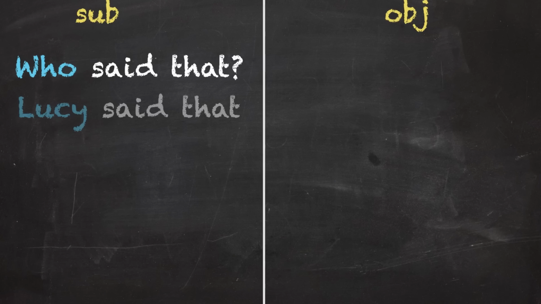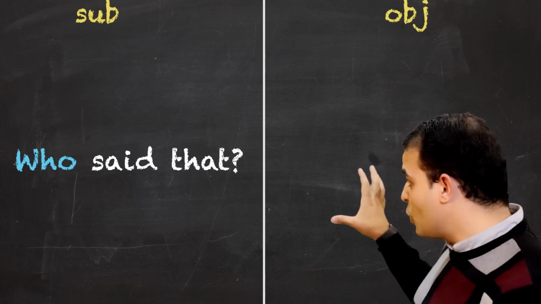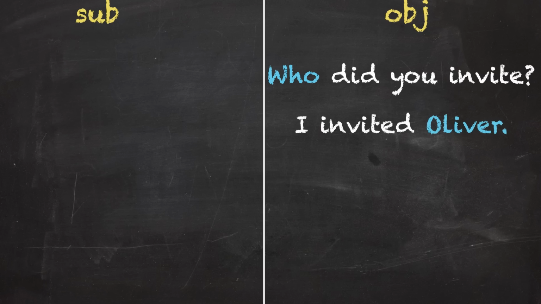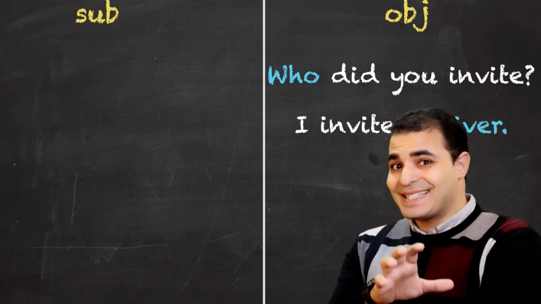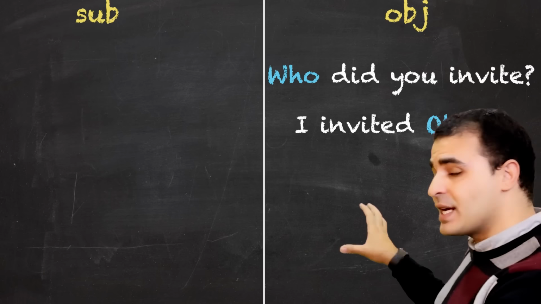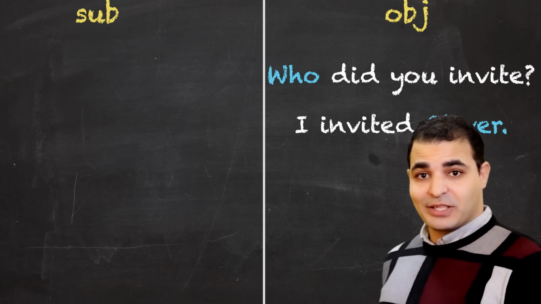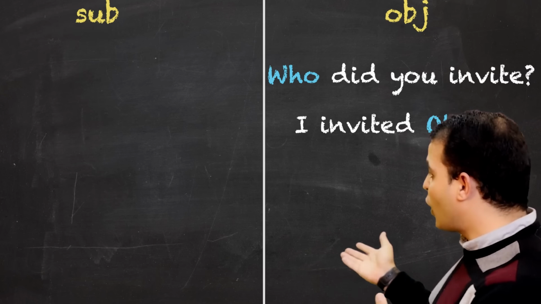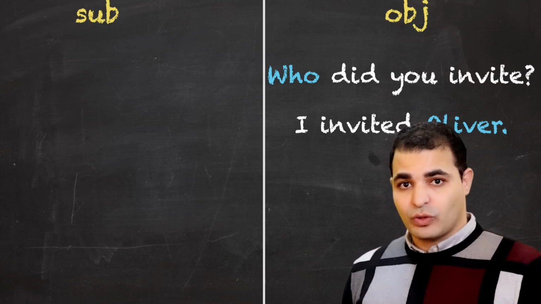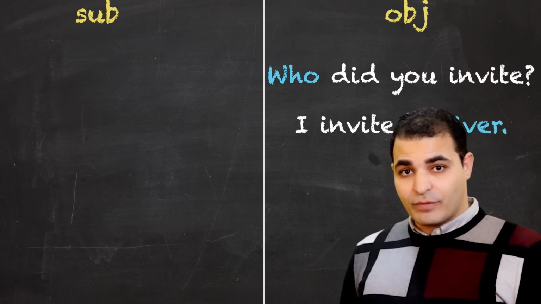Who said that? Lucy said that. Not who did say that. Why? The word who here is a subject. Who did you invite? I invited Oliver. It looks like we used did, which is a verb to do. But why? Because the word who here came as an object. How did we know it was an object? Well, let's look at the answer. I invited Oliver. I'm asking about Oliver. Oliver is the object, so the word who here is referring to an object. That's why we should use the verb to do.